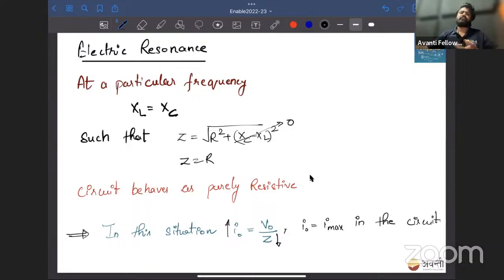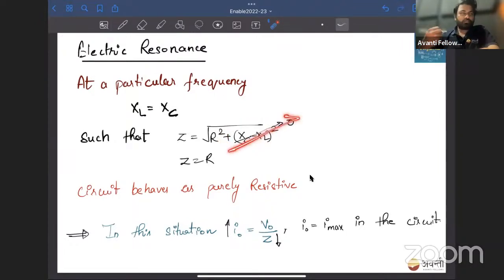So what is the benefit of resonance? Why are we studying resonance? Why are we doing XL equals XC? Listen carefully. Whenever you do XL equals XC, this component of impedance gets cancelled out. Only resistance is remaining. If this was also there, it would have added and increased the impedance. If impedance increases, current decreases. So if I want maximum current in an LCR circuit, the resonance condition should be there.